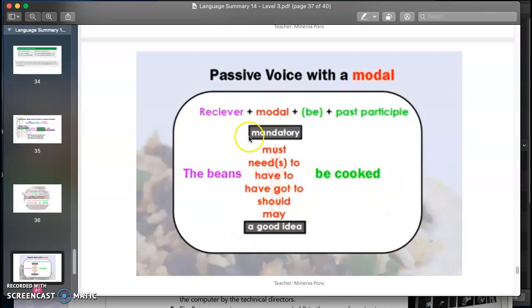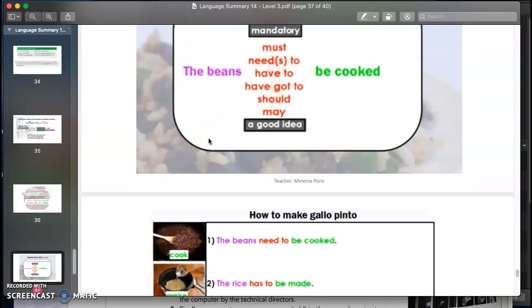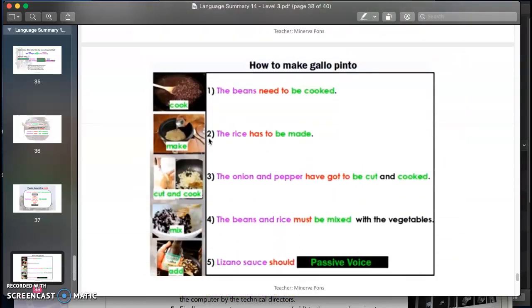So in here we have a degree. From here to here is a good idea. You use this one depending on whether it's a good idea or it's mandatory. So must means that it's completely mandatory, and then may is just a suggestion. Let's see how to make gallo pinto, for example.